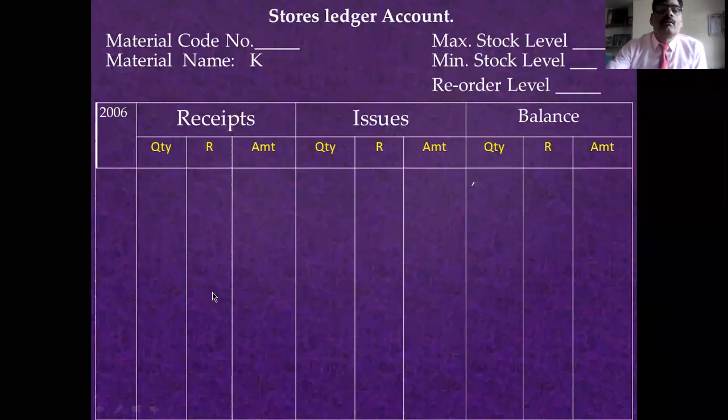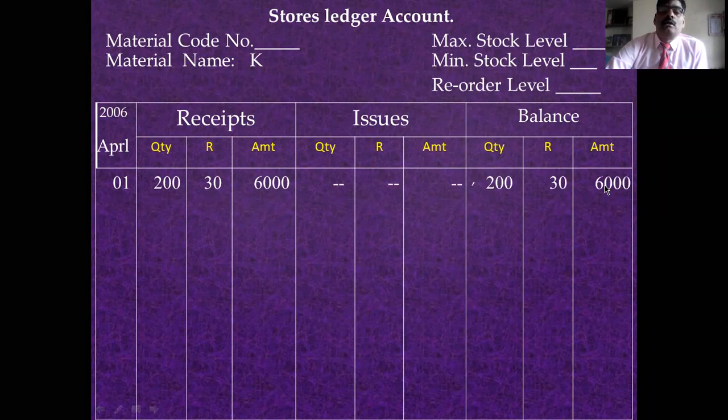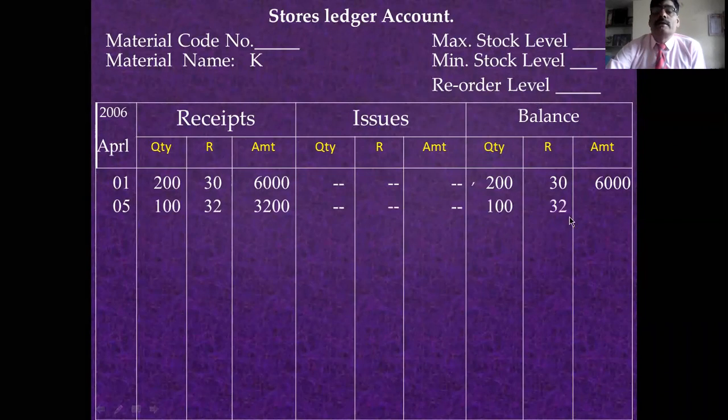Example number 31. So first date is 1-4. You write the April 1 in the date column. There is a purchase of 200 kg at the rate of 30. Amount is 6,000. You take it to the balance column: 200, rate 30, 6,000. Then again, fifth, there is a purchase. You write the date 5, 100 kg, rate 32, amount 3,200. In the balance column, there are two lots.